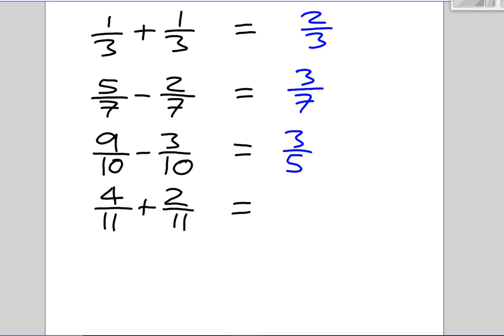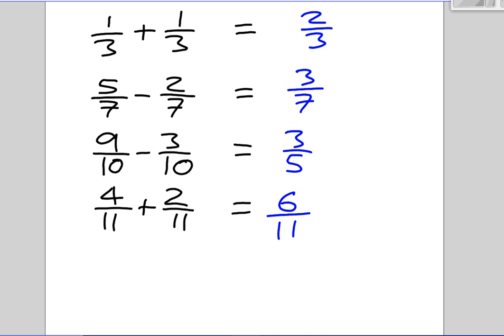And finally, 4 over 11 plus 2 over 11. Guess what? 6 over 11. There you go. That was quite nice. And the thing was, with all of these fractions, I don't know if you noticed that the bottom numbers in each specific line were the same.